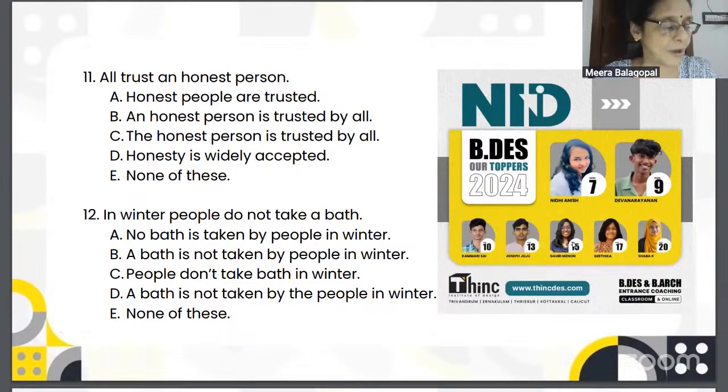Now, all trust an honest person. So here it is simple present tense. So change it into passive voice. Honest person is an object. All is a subject. So an honest person is trusted by all. That is the passive voice.